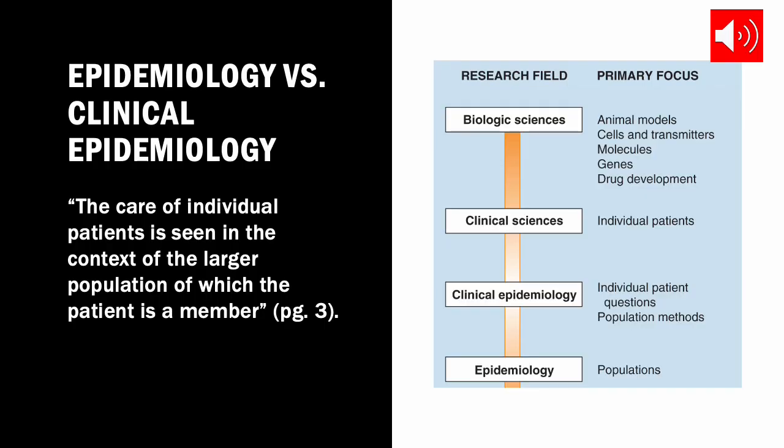So there's two different types of epidemiology. There's clinical epidemiology versus just regular epidemiology. So clinical epidemiology looks at individual patient questions and population methods, whereas epidemiology as a whole looks strictly at populations. We do take the data and use that information to help individual patients, but clinical epidemiology addresses individual patient questions.